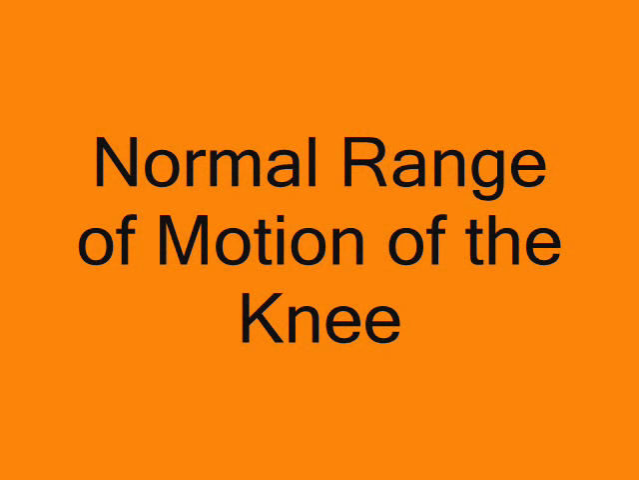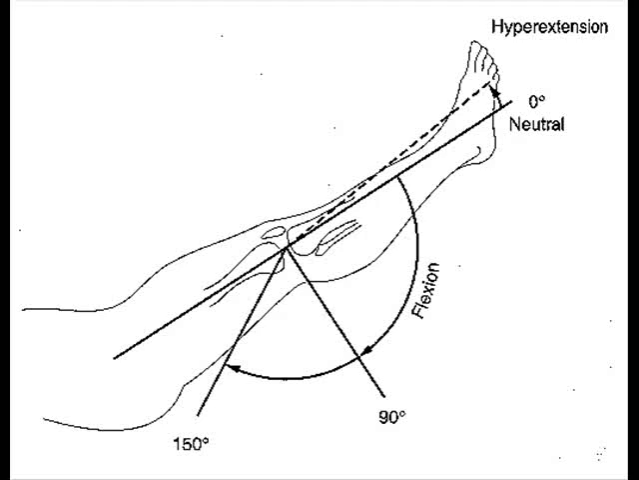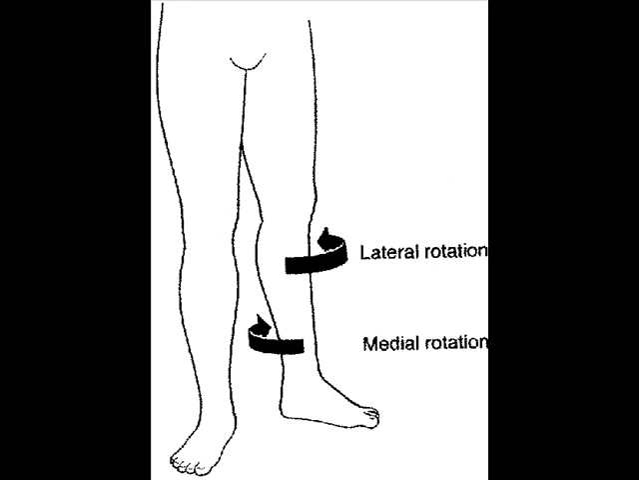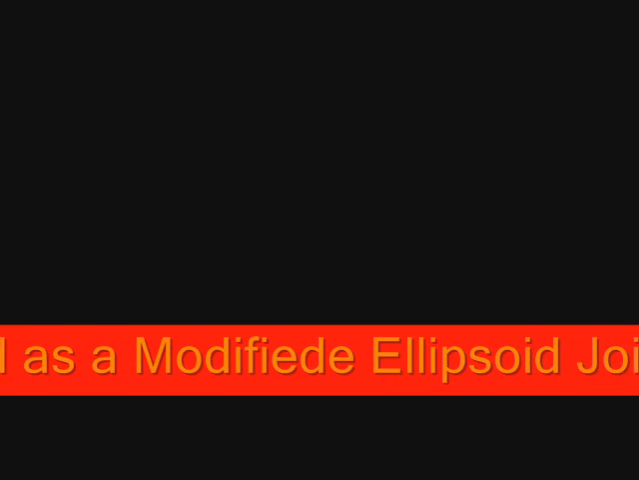Normal range of motion of the knee. The average leg can extend to 0 degrees or use flexion to bring the leg into the 150-degree range. However, the knee can also internally rotate and externally rotate. Because the knee is capable of these three movements, the knee is categorized as a modified ellipsoid joint.